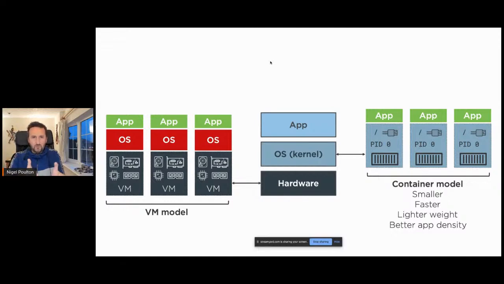Now, look, on the flip side, because there's only one operating system in the container model, if that operating system is compromised by any of those, let's call it 50 applications, then all 50 applications are in danger, okay? So it is a balancing act. The container model is more efficient and more lean, but it poses a different set of security concerns versus the virtual machine model.